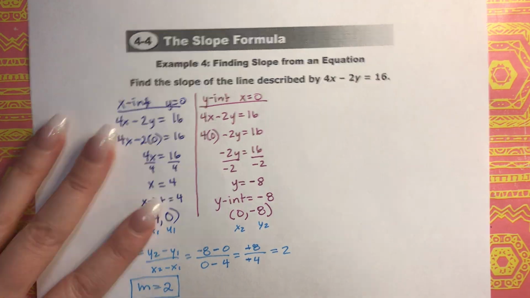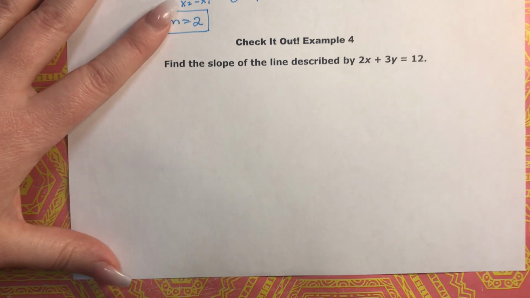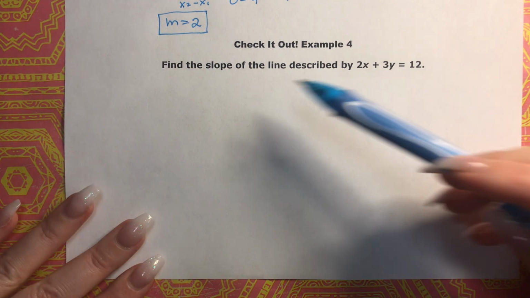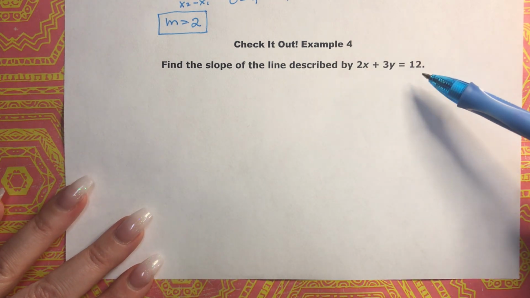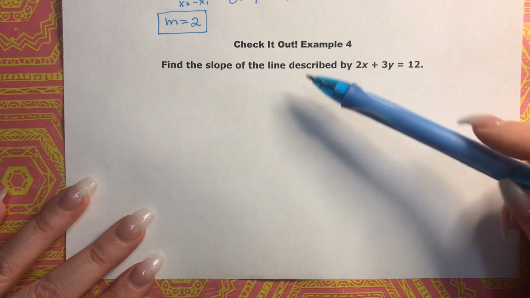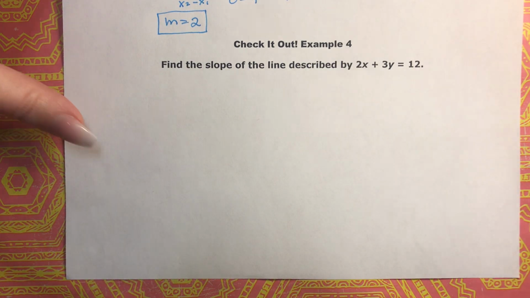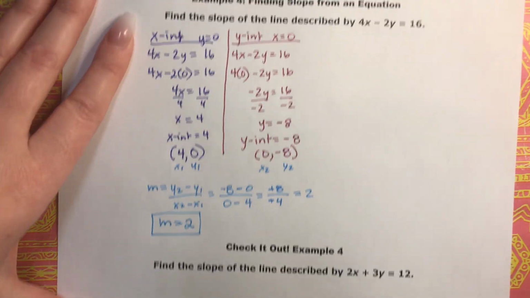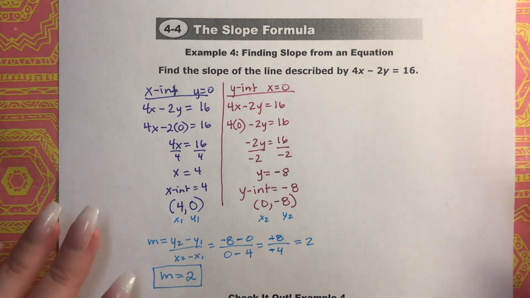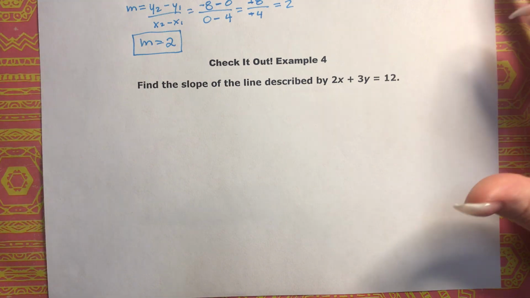All right, perfect. So here we go. This is check it out example 4. I want you to go ahead and try this process on your own. So you're going to find the slope of the line. All you're given is the equation. So remember, you're going to have to find that x-intercept first, the y-intercept first, then use those 2 points and put them into the slope formula. So really use this as a guide. Your work should look exactly like this, okay? So here we go. Go ahead and get started.